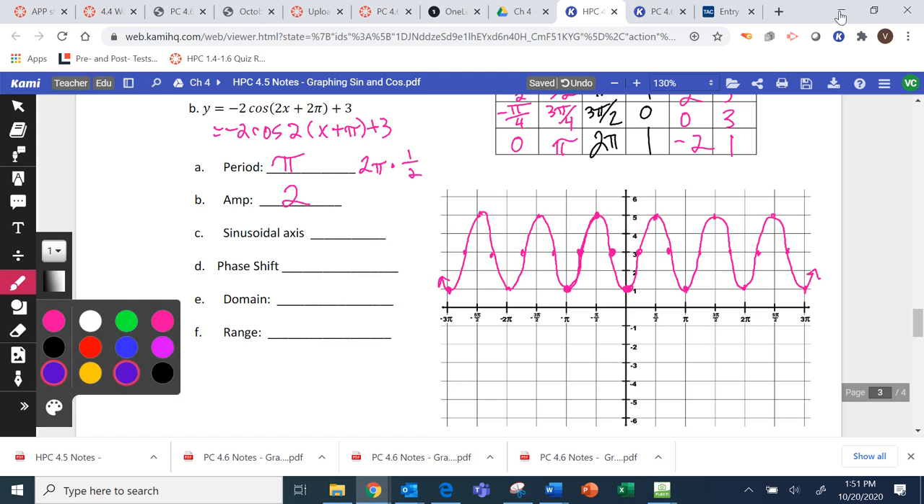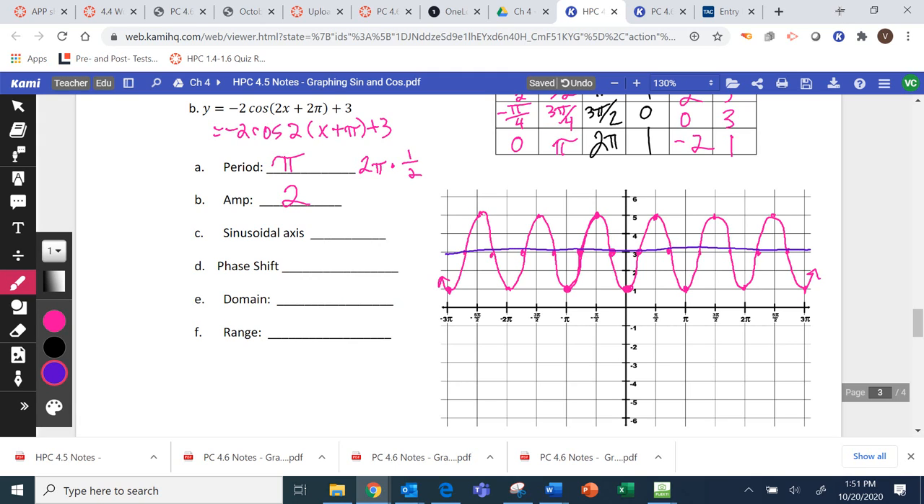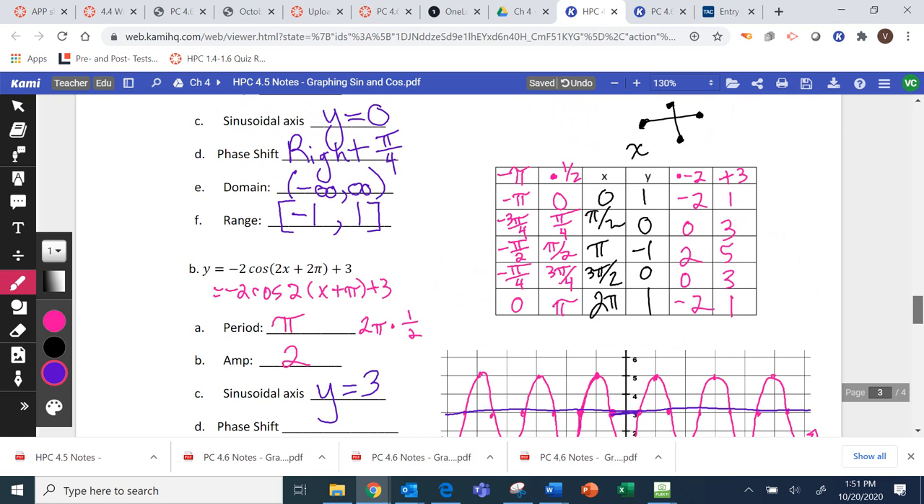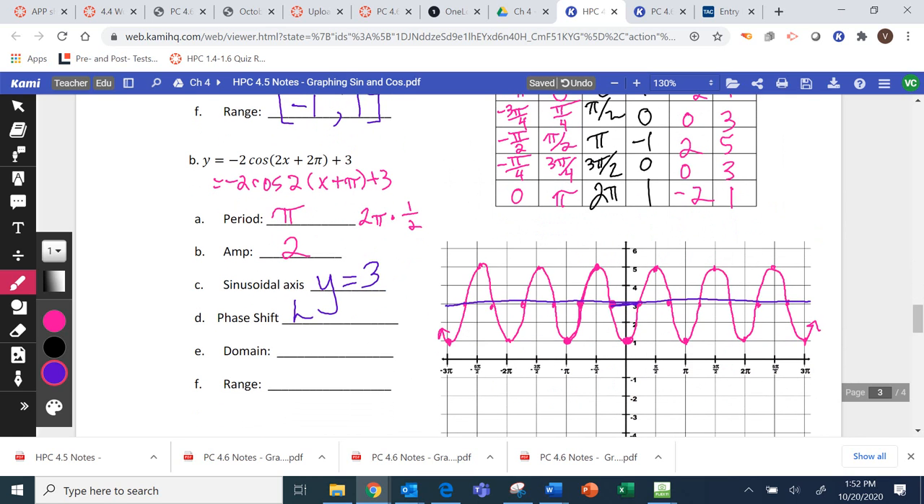Sinusoidal axis. The sinusoidal axis is that midline. So these graphs are called sinusoids. Sinusoids. Both, even the cosine graphs called that. Okay. So the sinusoidal axis is always y equals, what does y equal? 3. It is that vertical translation. 3. Phase shift is the horizontal translation, which was left pi.